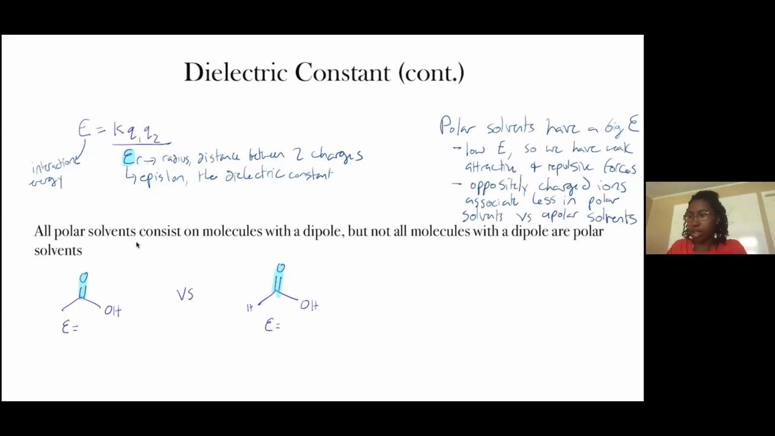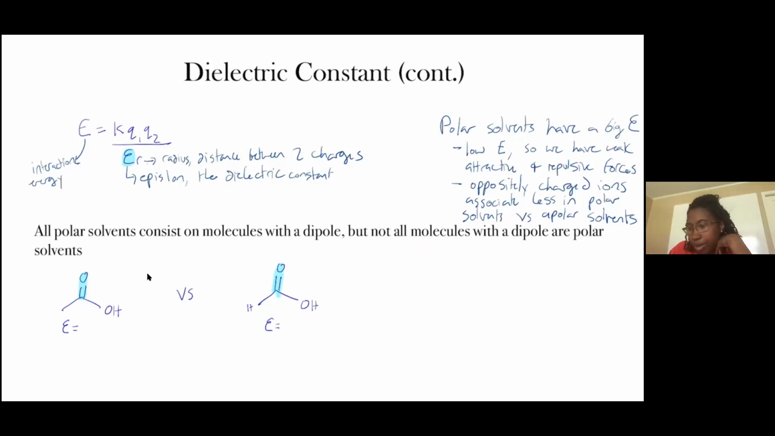Okay, so now that we've talked about the dielectric constant a little bit, let's think about how we classify polar solvents. So it's important to note that all polar solvents consist of molecules that have a dipole. So basically, in order to be a polar solvent, you have to have a dipole. However, not all molecules with a dipole are necessarily polar.